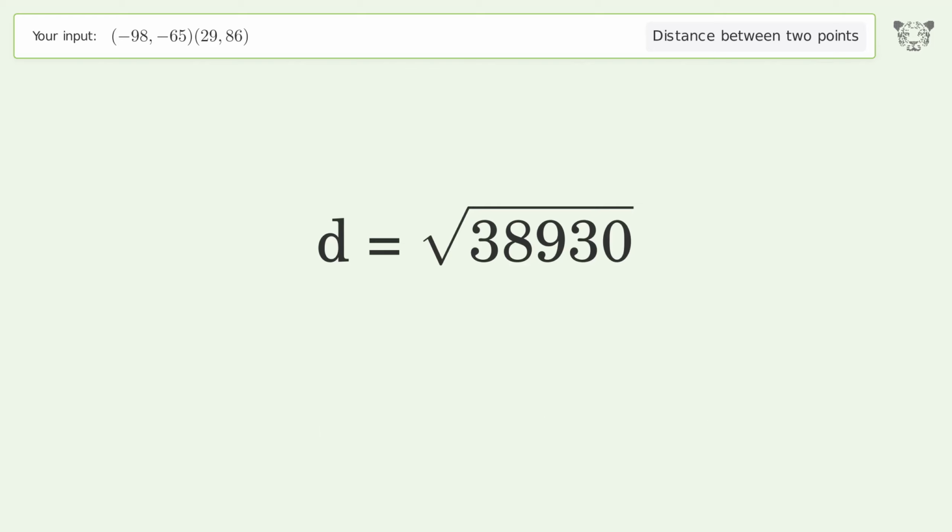And so the distance between the 2 points is the square root of 38,930, or 197.307.